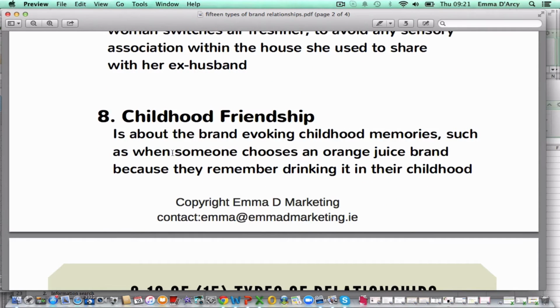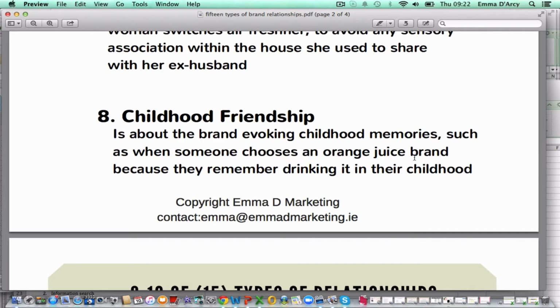Childhood friendship then is number 8. And it's about the brand evoking childhood memories. A lot of us have these. So in this example, an orange juice brand, somebody buys it because they've always had it in their childhood, and it reminds them maybe of sunny mornings, being with their grandparents, or I don't know, something like that.